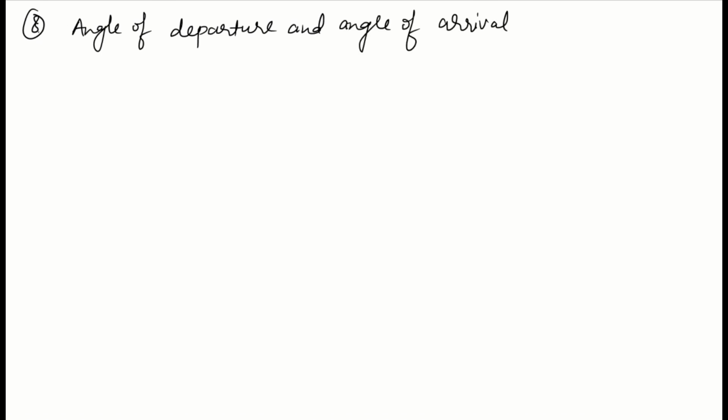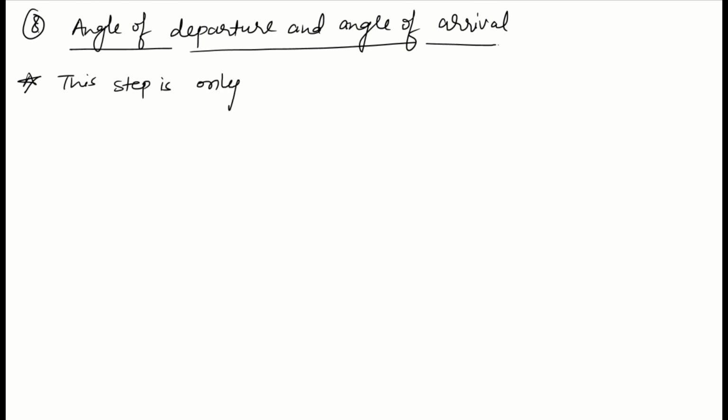The last rule to construct the root locus, rule number 8, is about angle of departure and angle of arrival. This step is only applicable for complex roots. If there are no complex roots in the problem, then step number 8 is not applicable.